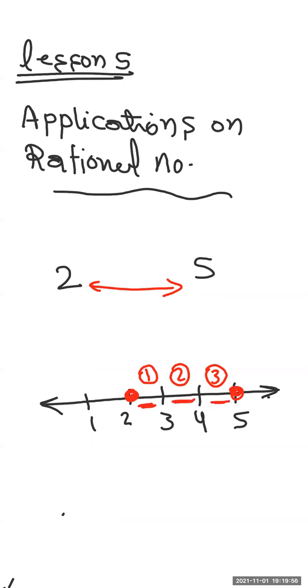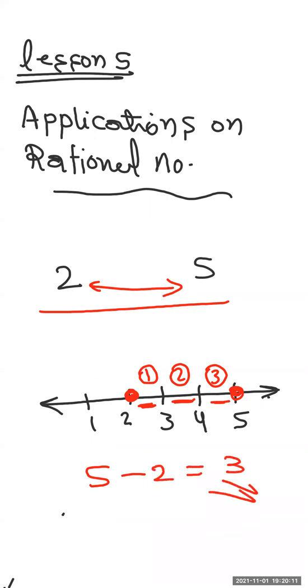So actually, we can get the distance between the two numbers by subtracting one of the two numbers from the other. Like in this case, it will be 5 minus 2 equals 3. That's correct, it's 3. So the distance between 5 and 2, or 2 and 5, is 3 units.